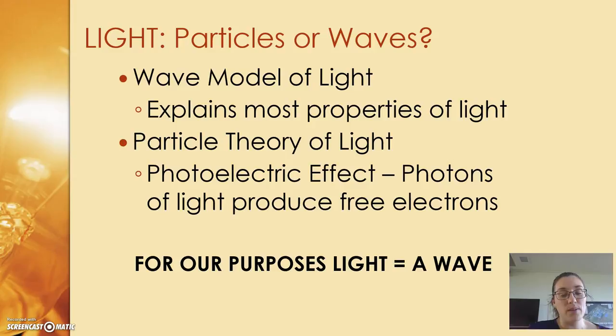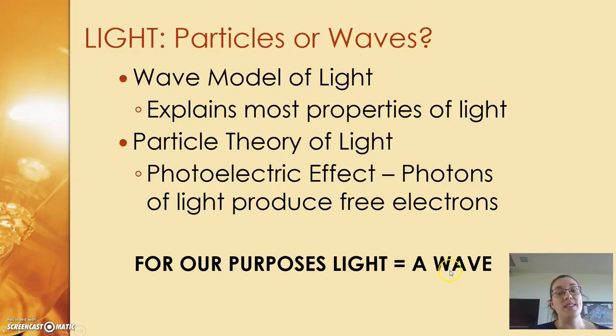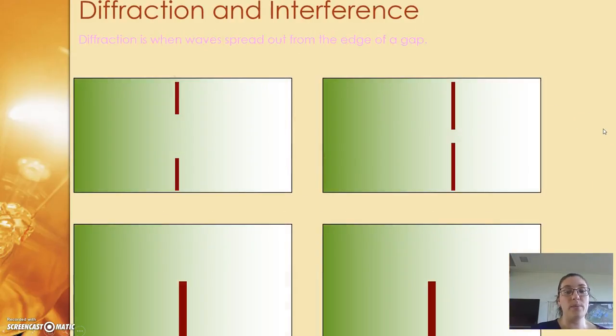Now, it's actually a bit of a combination of these things. It sometimes acts as a wave and it sometimes acts as a particle, but for our purposes right now, we are going to assume that light is a wave. That way we can look at its interactions with a little bit more clarity. Next year, you'll cover in a lot more detail why it behaves as a particle and why it behaves as a wave. We're going to have a look now at diffraction and interference of light when it's behaving as a wave.